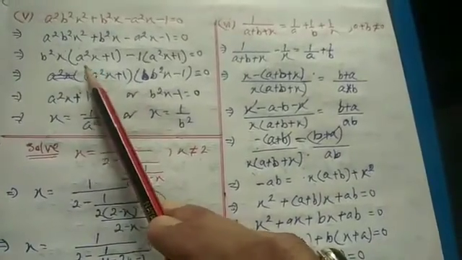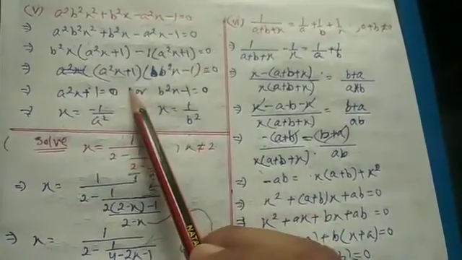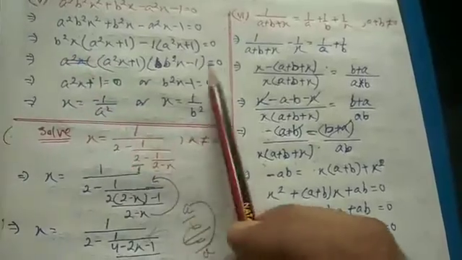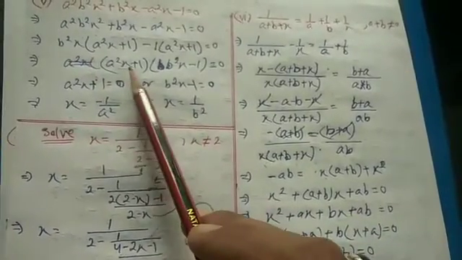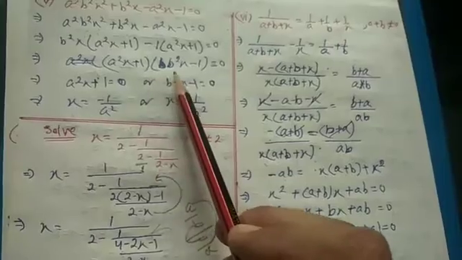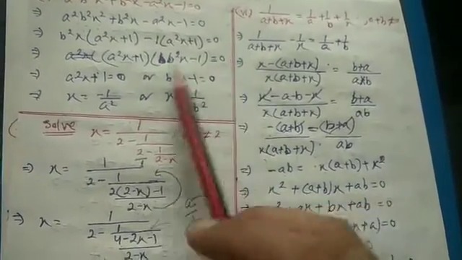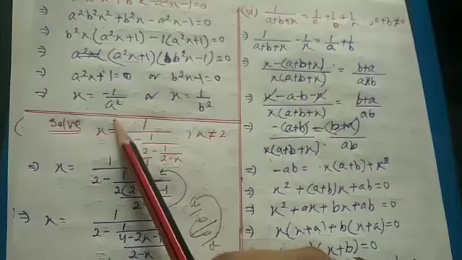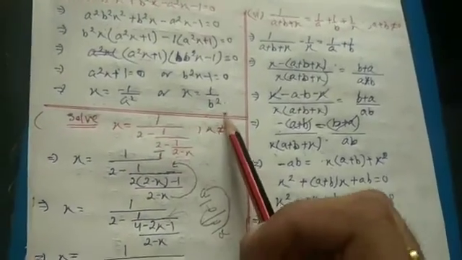So we can see in both the brackets we have the same term, so it is common again. Now the remaining term is b square x minus 1. So either we have a square x plus 1 is equal to 0 or b square x minus 1 is equal to 0. It means x equals minus 1 over a square or x equals 1 over b square. So these are the two roots.